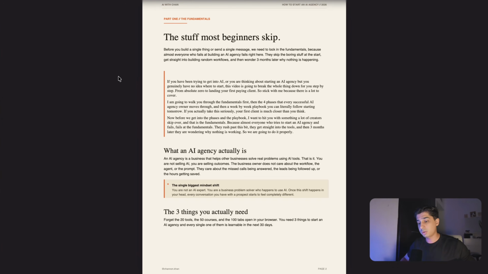Now, a business owner will approach you not because they care about the tools or the workflow or whatever trend is happening. They care about one thing, which is how you can help them solve a specific problem, which comes down to 2 roots mainly, money and time. Okay. The single biggest mindset shift you can have is, again, you are not an AI expert and you don't even need to be an AI expert. You are a business problem solver who happens to use AI.